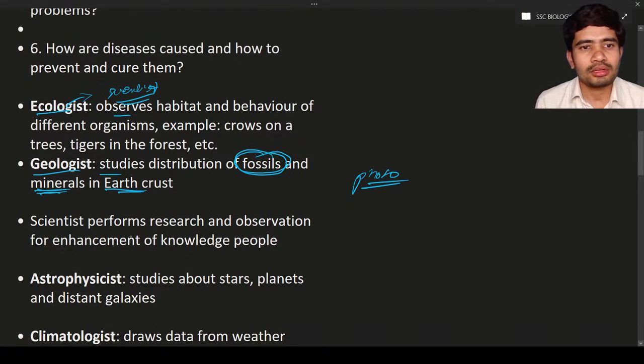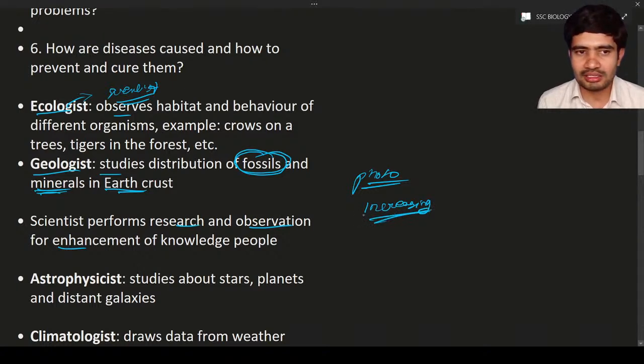So scientists perform research and also observation. They will carefully observe a particular topic or situation, and with the help of their careful observation, they help in the discovery or invention of something. This research and observation is for the enhancement of people's knowledge. Enhancement means increasing of knowledge.